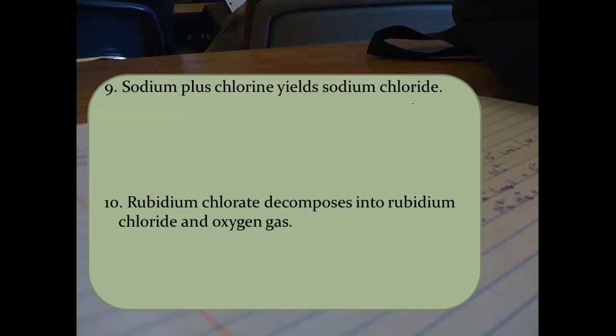All right, let's do a few more. Sodium plus chlorine yields sodium chloride. So this is actually a fairly explosive reaction because sodium and chlorine react very violently. Sodium is Na, and chlorine is Cl2. You have to remember that chlorine is one of the diatomics. Yields means our arrow sign. Sodium chloride is just NaCl.